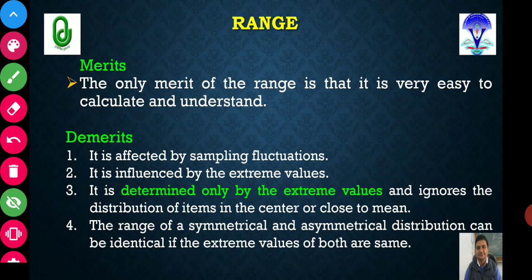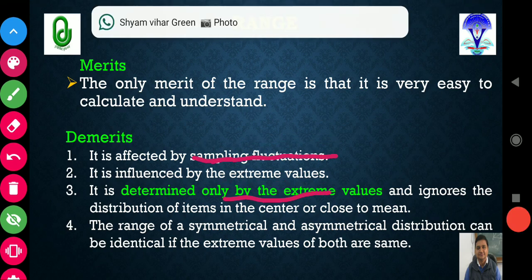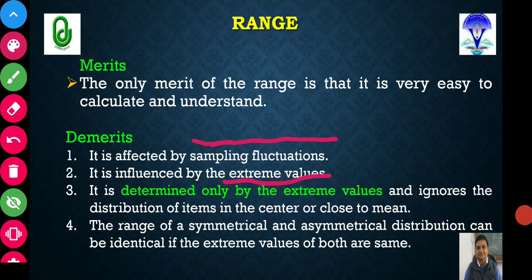And there were many demerits. What were those demerits? It is affected by sampling fluctuation. Suppose if the sample has not been taken properly, then the value will change. Then it is influenced by extreme values, because range is greatly influenced by extreme values, as we are taking the difference of the extreme values, maximum minus minimum.